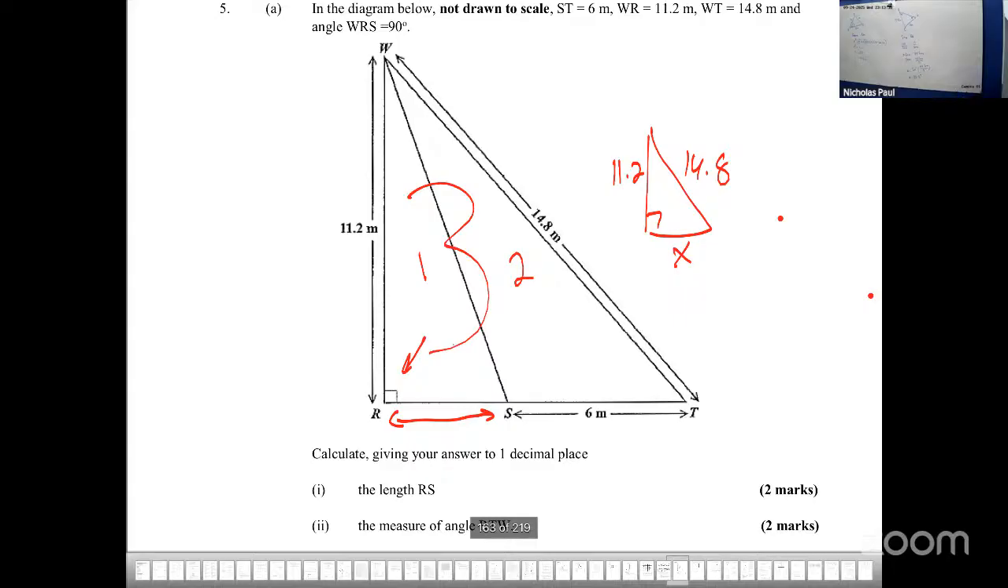So you should have the first part finished already. That will be 14.8 squared is 11.2 squared plus the whole length, that's RT squared. And then we've got RT. That's 14.8 squared minus 11.2 squared, square root the whole thing. I work it out all at once, but you can just try it across.